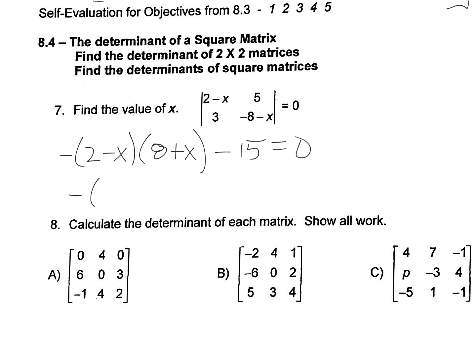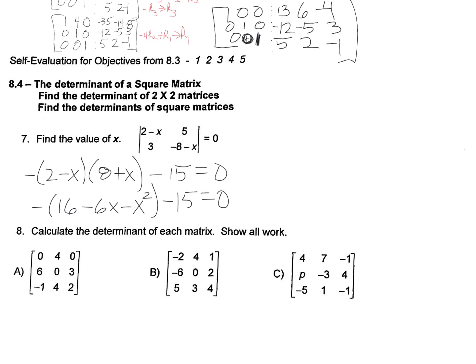So opposite of, we're just distributing 2 times 8, 16, plus 2x minus 8x. So let's just combine those middle terms. I have a 2x and a negative 8x, which gives us minus 6x. And then negative x plus x would give us negative x squared minus 15. And if you haven't noticed already, this is simply going to be a quadratic.